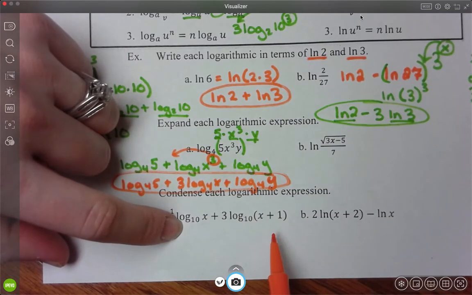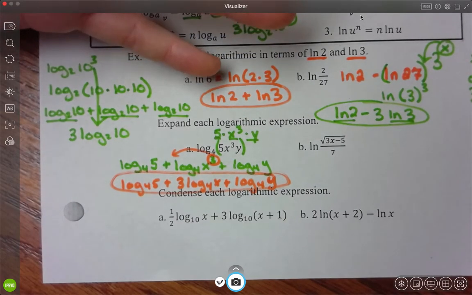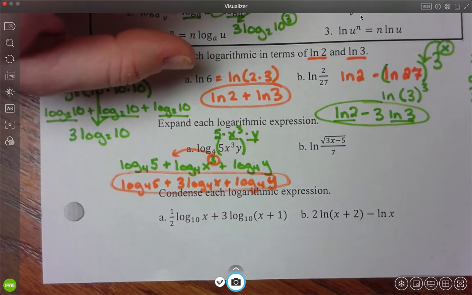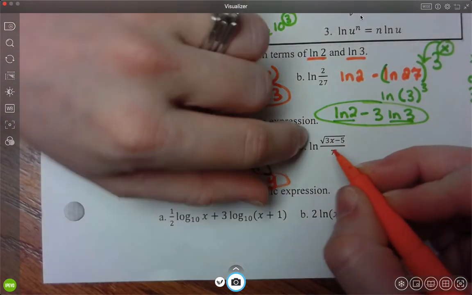I'm not going to ask you ever to do anything where you're trying to put 2 logs together that are different bases, but that's just kind of how those things operate. Okay, so this one, ln.